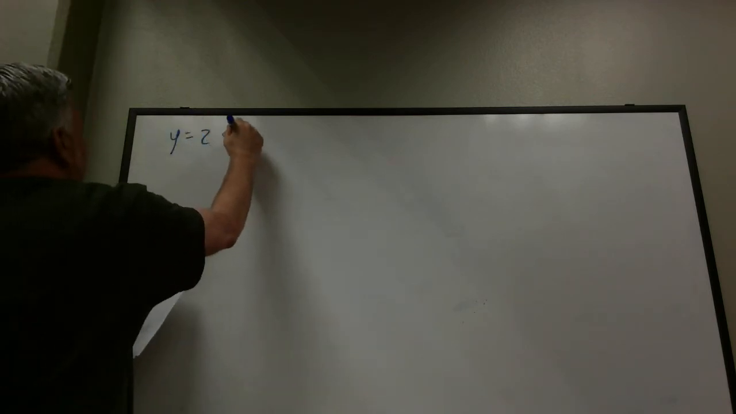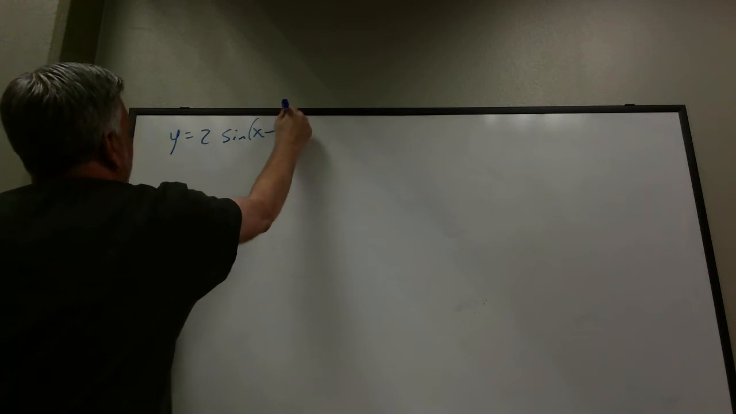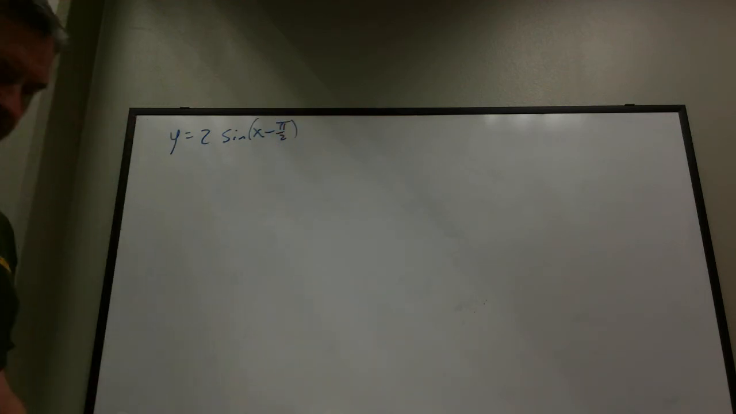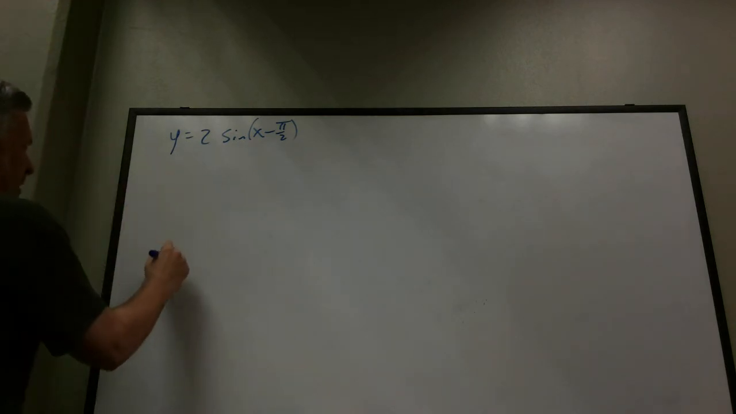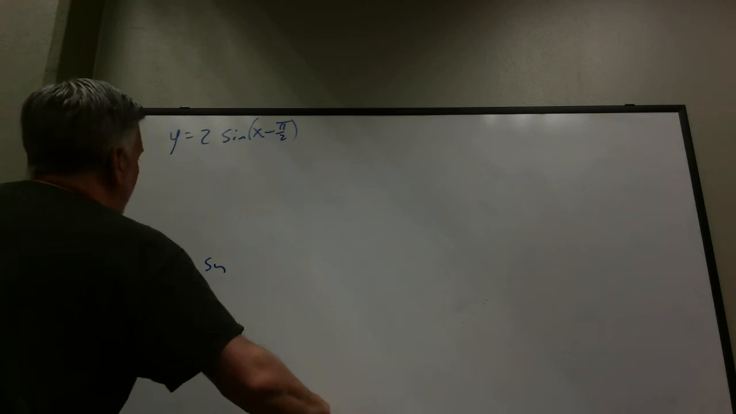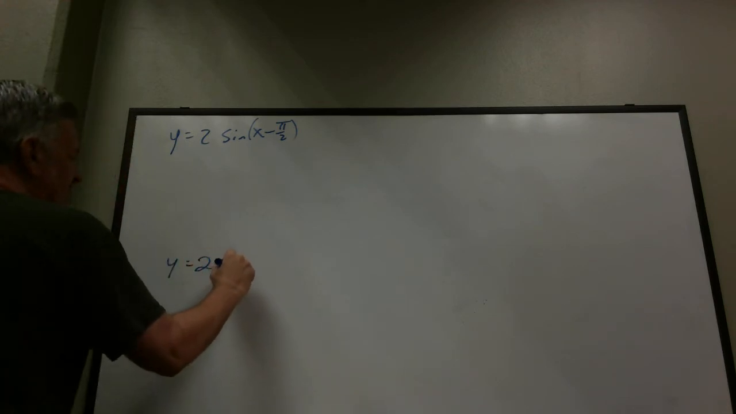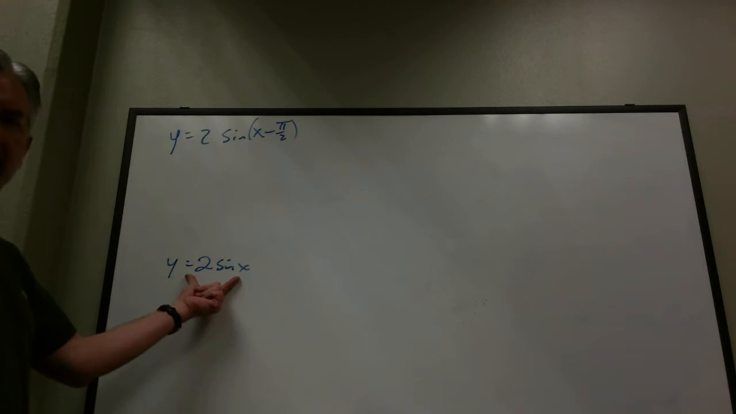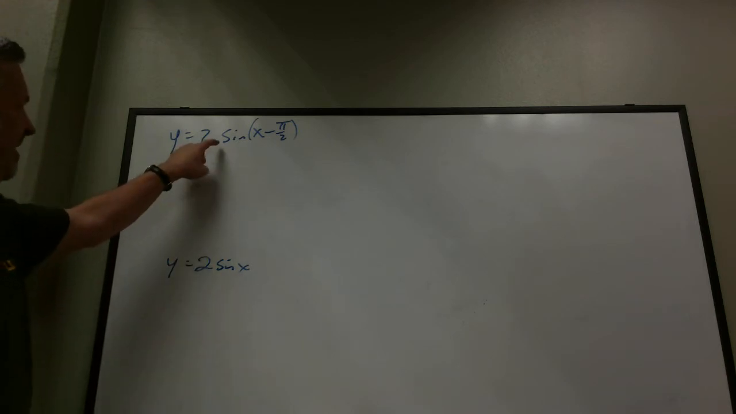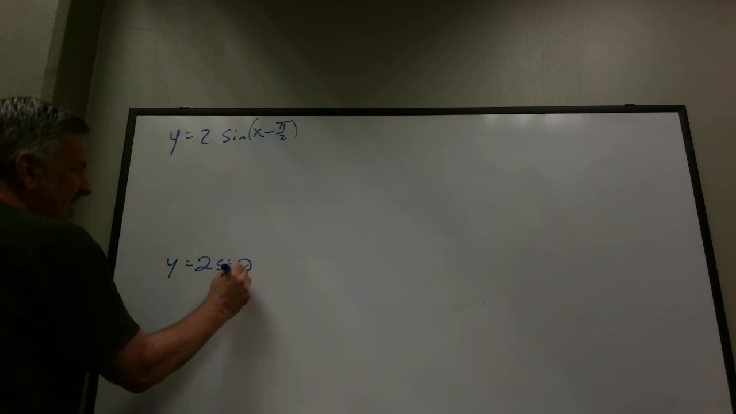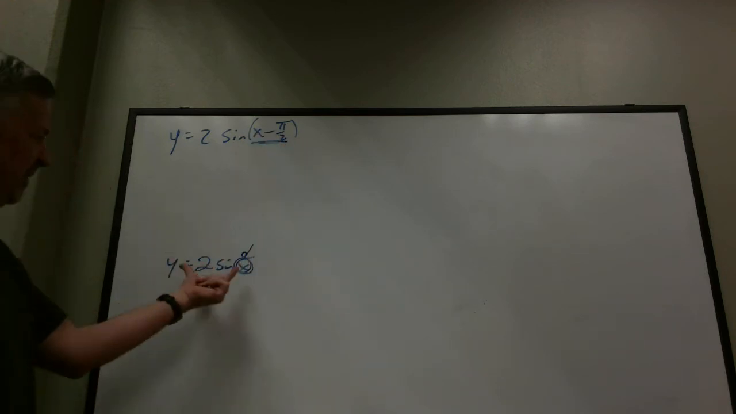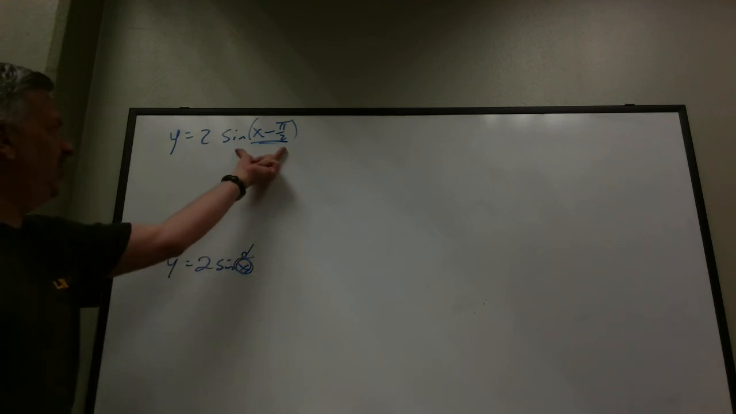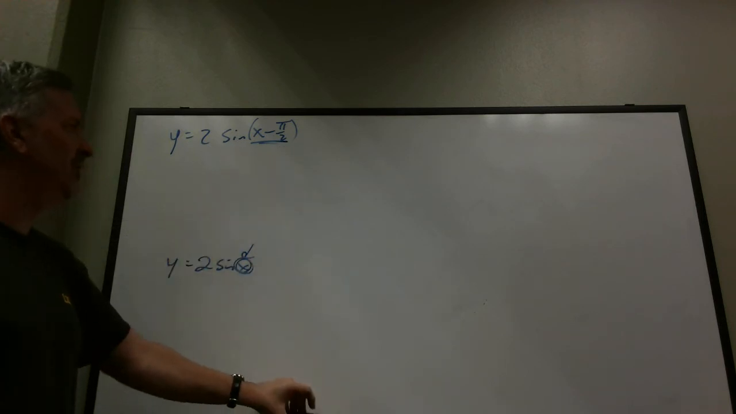Okay, so the example says, consider y is 2 sine of x minus pi over 2. Think about what graph we would have had before. It would have been y is 2 sine x. We did examples like this a few minutes ago. Notice how am I getting this function? I'm substituting x minus pi over 2 in for x. So this one we already know how to do. This is just going to be a translation to the right.